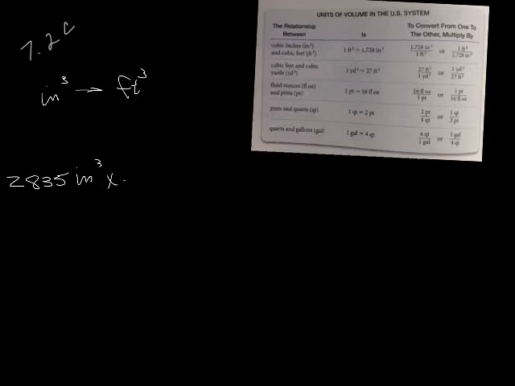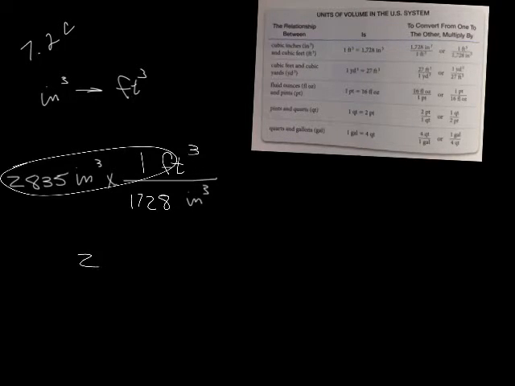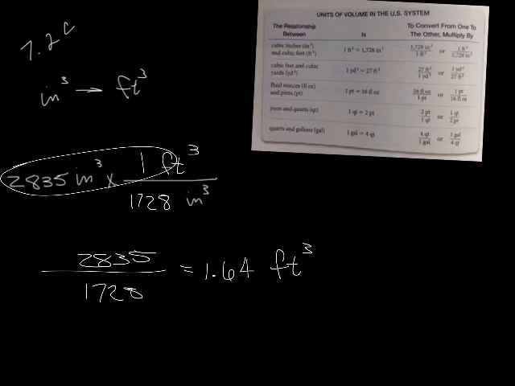Alright, so I'm going to put my times sign, my line, put my cubic inches down here, and look at my table to see if there's any conversion from cubic inches to feet, and there is right here. And I have inches on the bottom. So I'm going to use this formula right here because it has inches on the bottom. So that is 1,728, and this is 1. So I multiply these two together and I get 2,835, and I divide by 1,728, and my answer is going to be in cubic feet. And when I divide that out, I get 1.64 cubic feet.